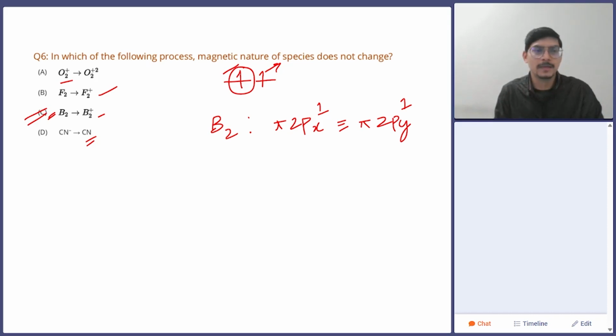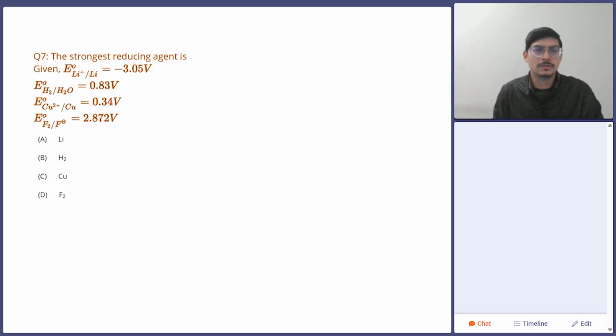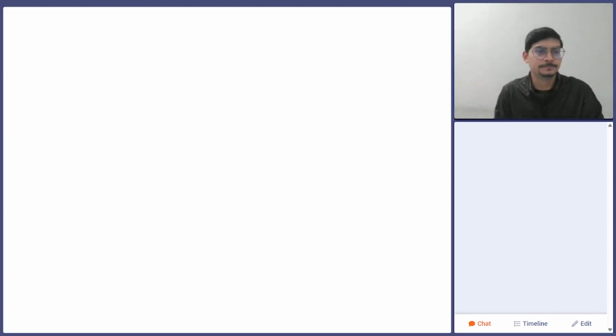The nature is changing. Coming to the next question, which is the strongest reducing agent? We know that the lower the reduction potential, the stronger the tendency for oxidation, hence the stronger the reducing agent. So we can see that out of the given values, lithium has the most negative, which is the lowest reduction potential. So lithium is the strongest reducing agent in this case.